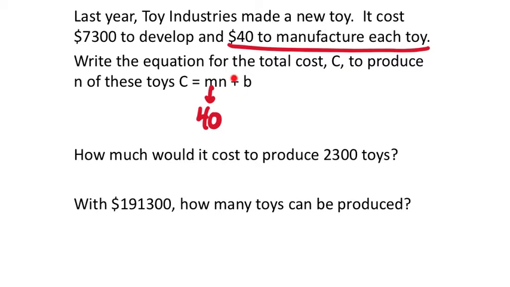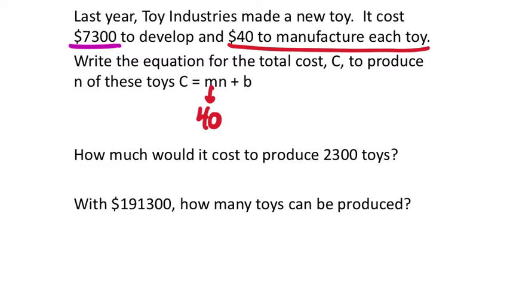Okay, so the B is the y-intercept. It says it costs $7,300 to develop. That means before they ever start, C is the cost to produce. Before they ever start producing these toys, there's that first initial cost of the $7,300, and so that ends up being our y-intercept on this one.